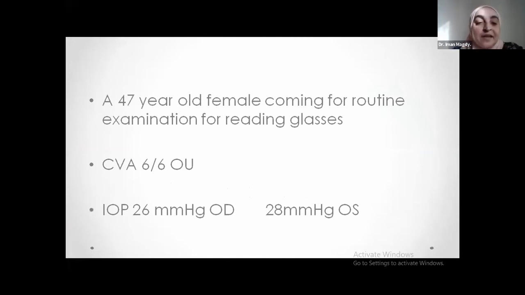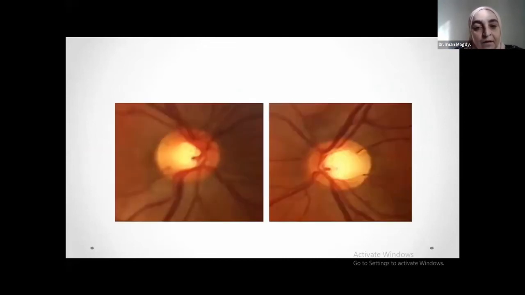So a 47-year-old female came for routine eye examination, and she wanted to do reading glasses as well. Her corrected visual acuity was 6/6 both eyes. The intraocular pressure by Goldmann applanation was 26 millimeters of mercury in the right eye and 28 in the left. Her fundus picture looked like that. So as we can see, both optic discs. What do you think, Dr. Rasha?